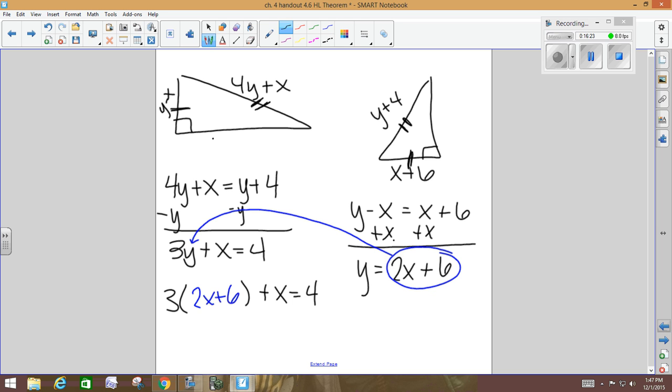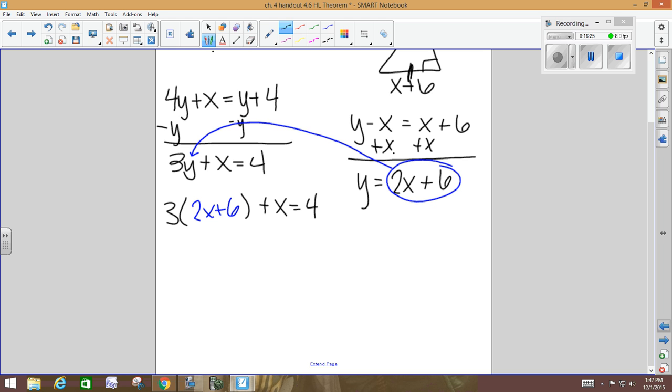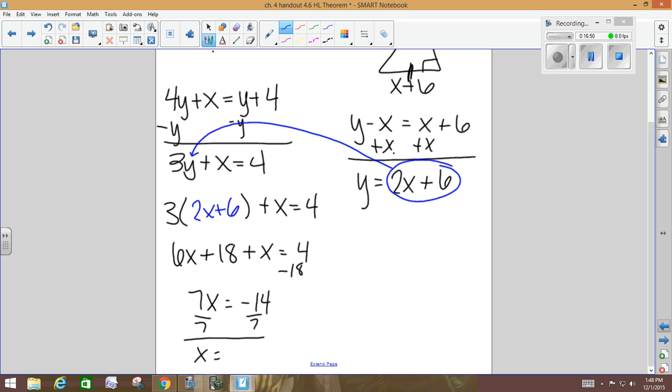What do I do with my 3 out front? Distribute: 6x plus 18 plus x equals 4 then. Combine like terms. What's 6x plus x? Subtract 18 to the right. What's 4 minus 18? Negative 14. How do I get rid of the 7? X is equal to negative 2.